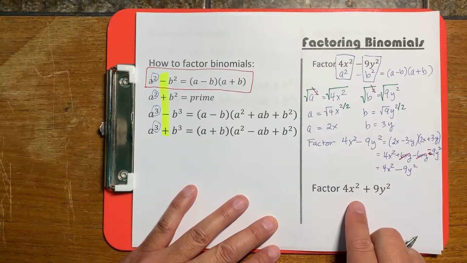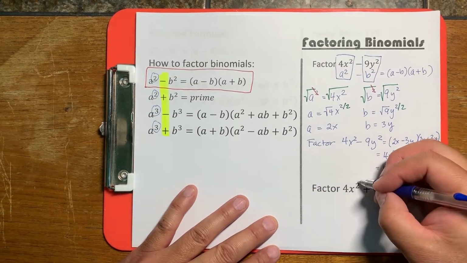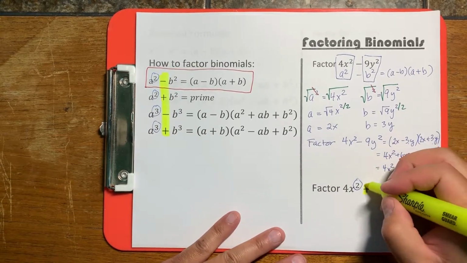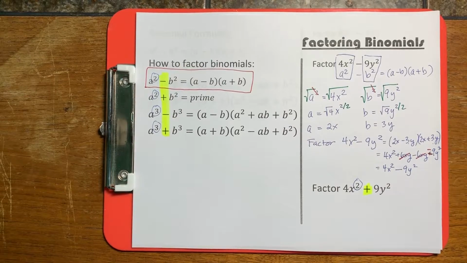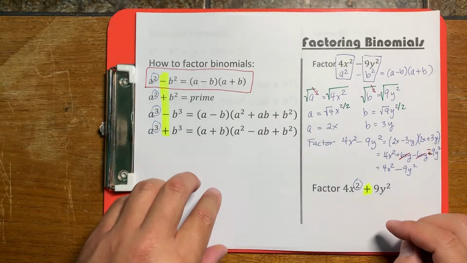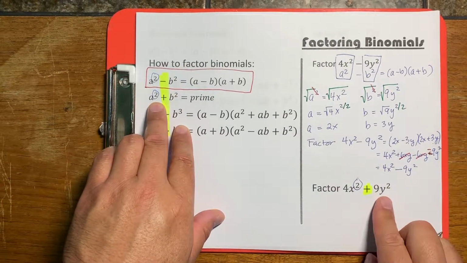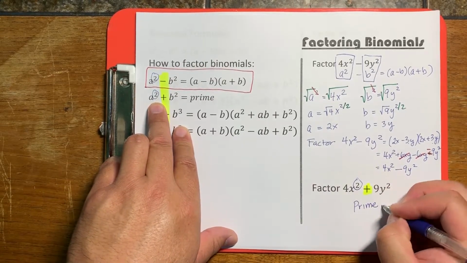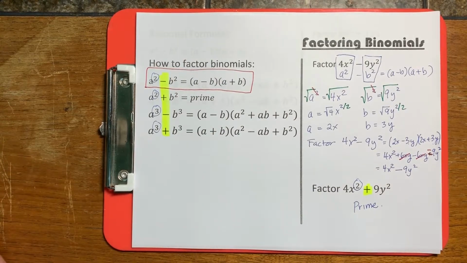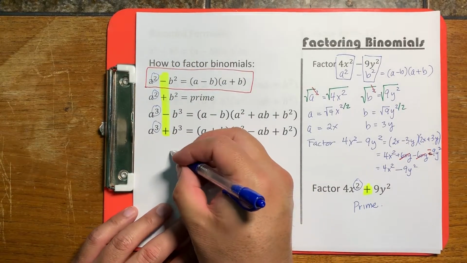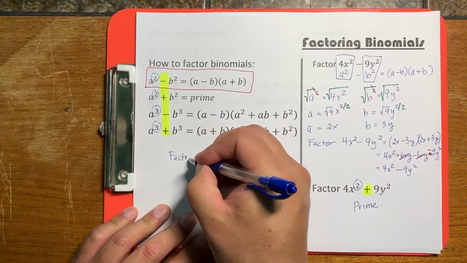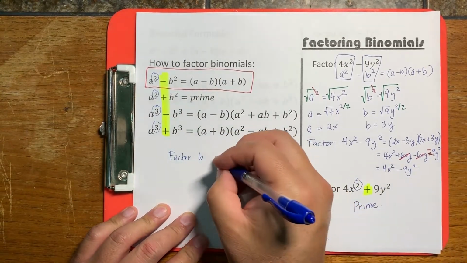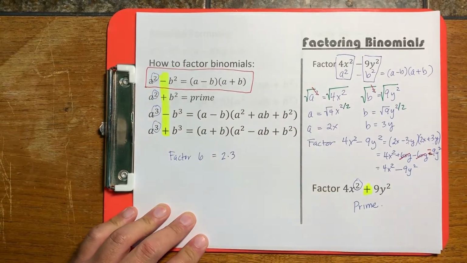Now, when we do this problem over here, what we're looking at is that square and that plus. And what that tells me is that we're going to be using this formula here, meaning that this is prime. Now, let's talk about what prime means. If I ask you to factor 6, you would say, what times what is equal to 6? Well, 2 times 3 is equal to 6.